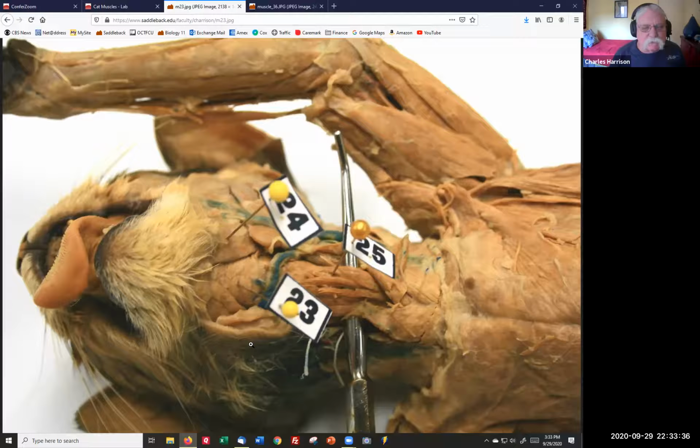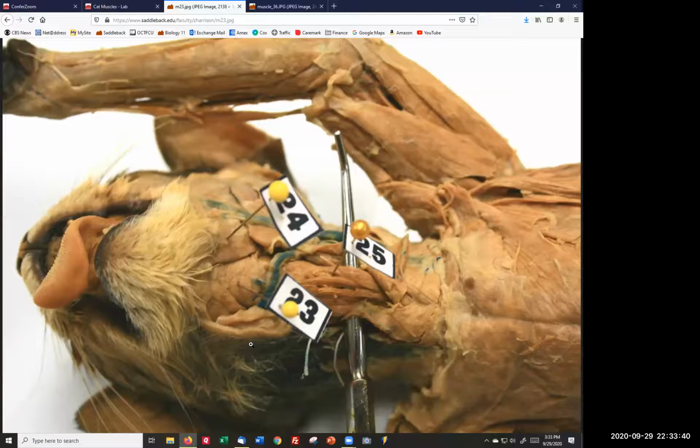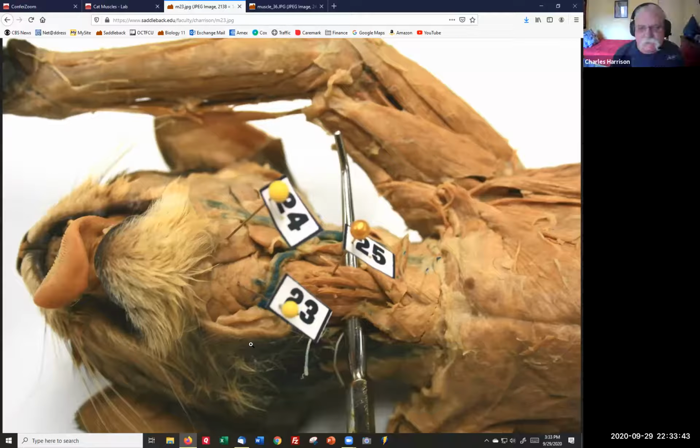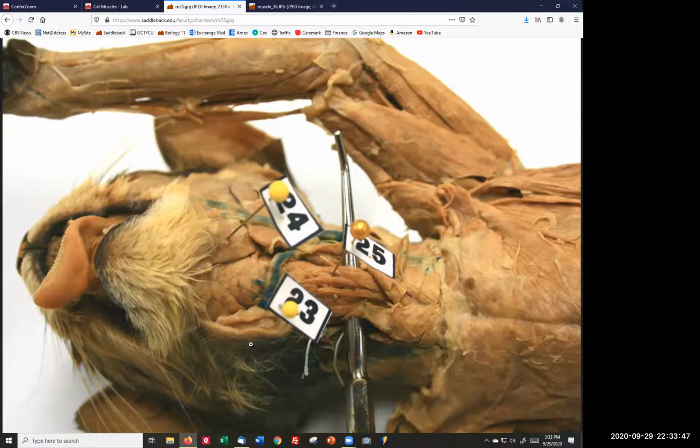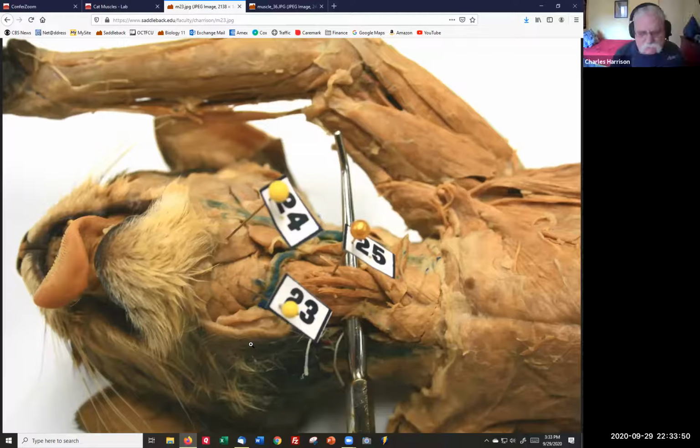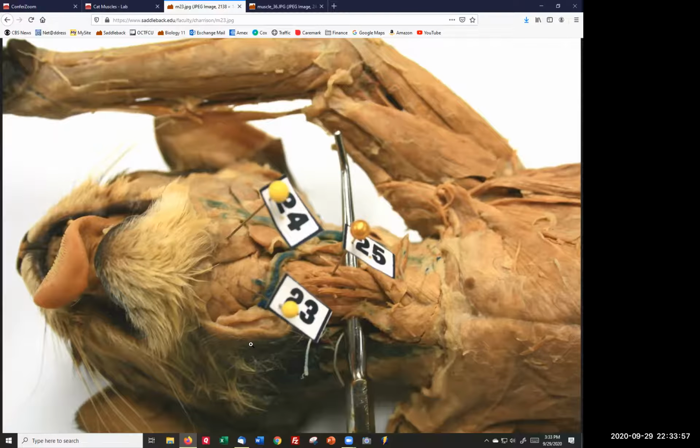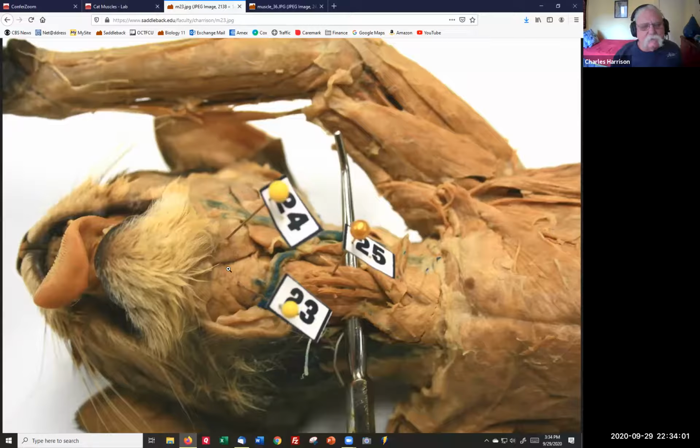I'm walking by, and I'm on the other side of the lab bench, and I'm looking at what she's doing, and she's lifting these two muscles up. And I go to myself, my God, those are great, you know? I couldn't believe it. I couldn't believe we actually had really good digastric muscles.